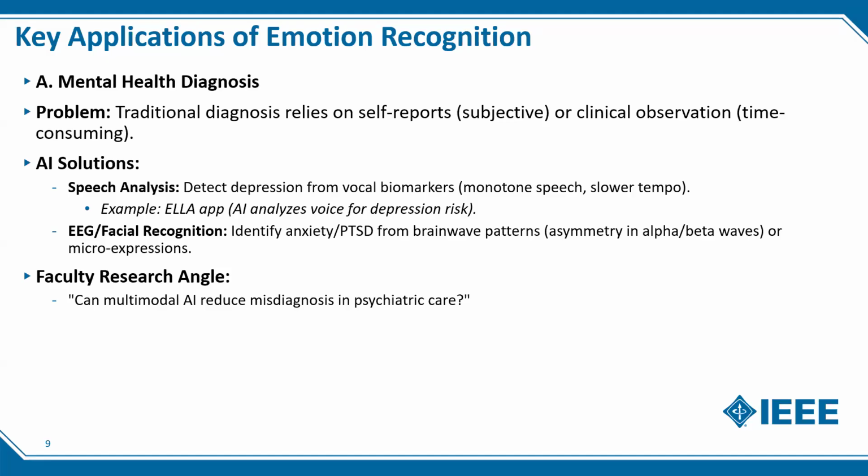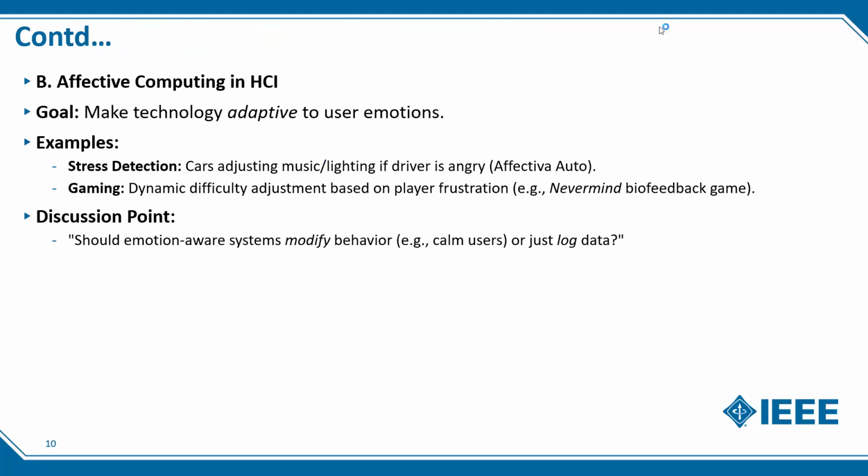Another one is affective computing in the human-computer interface. The goal is to make technology adaptive to user emotion. Some of the examples I can cite is stress detection, for example, a car adjusting music or lighting if the driver is angry. That's one example. In gaming, we can use this, for example, dynamic difficulty adjustment based on players' frustration.